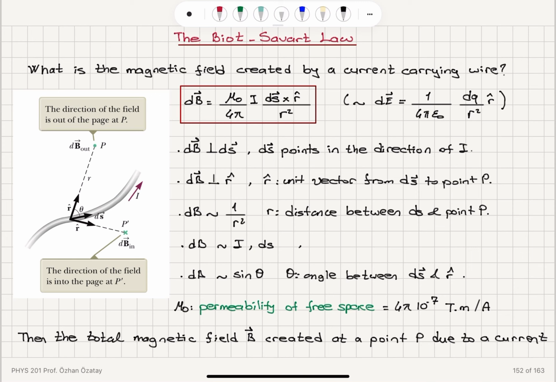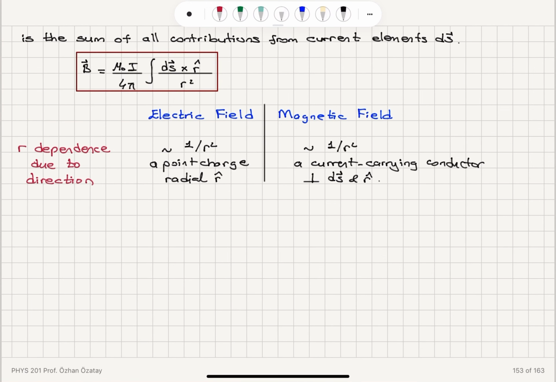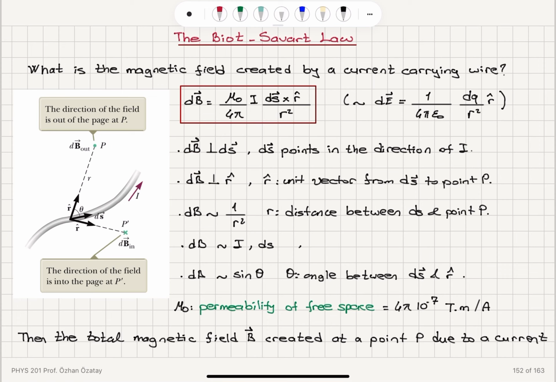If we add up the contributions from all current elements, if we integrate throughout the wire, we obtain the total magnetic field. We see that the magnetic field is perpendicular to ds, perpendicular to r hat, scales as 1 over r squared, is proportional to current and the length, and is proportional to the sine of the angle between the ds vector, the current direction, and the r hat vector.